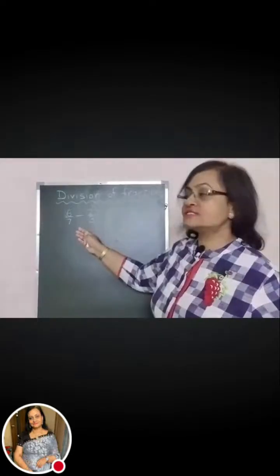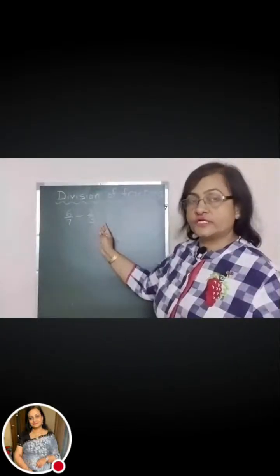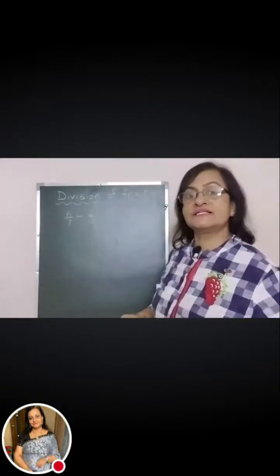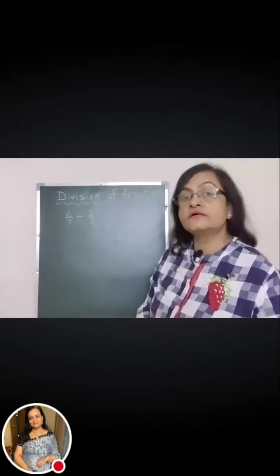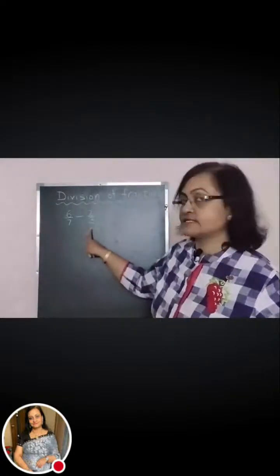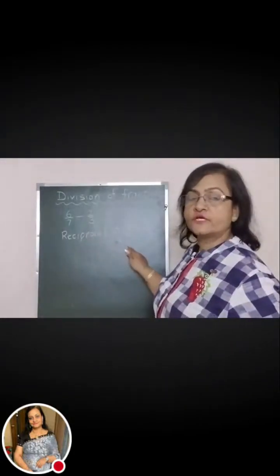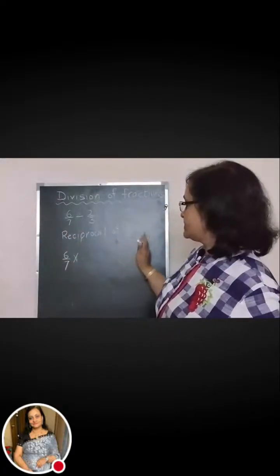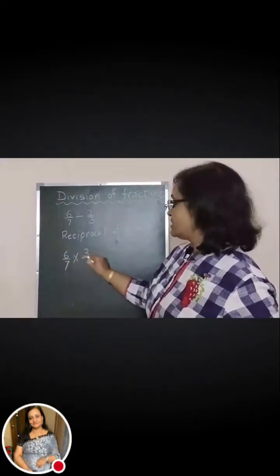Let's take 6 upon 7 divided by 2 upon 3. Now here 6 upon 7 is the dividend and 2 upon 3 is the divisor. And we need to find the reciprocal of the divisor. The reciprocal of 2 by 3 will be equal to 3 by 2. Now we will multiply the dividend by the reciprocal, that is 3 upon 2.